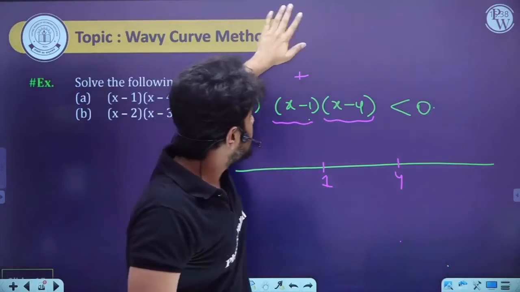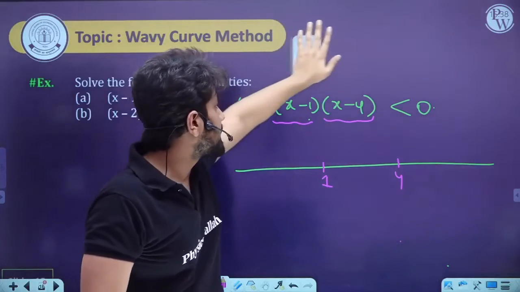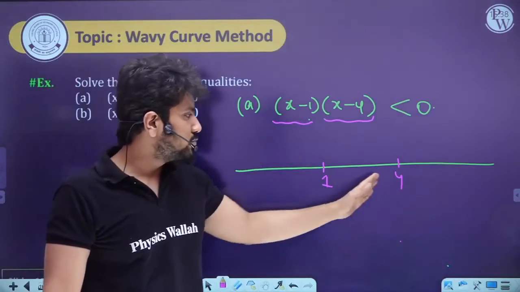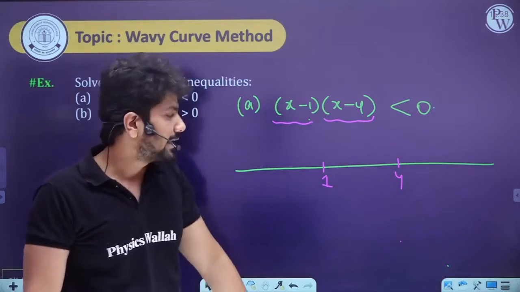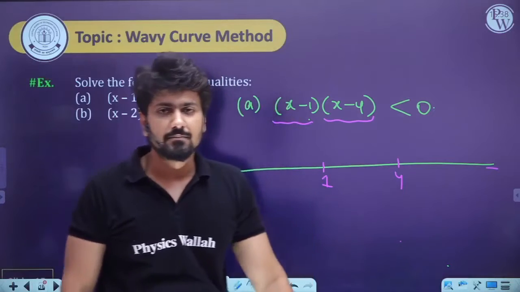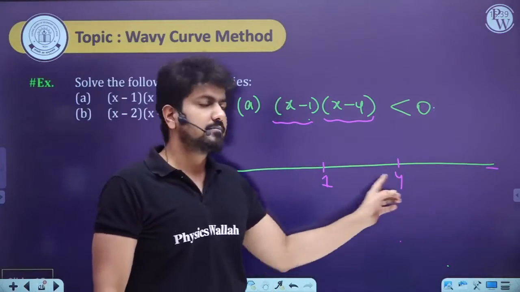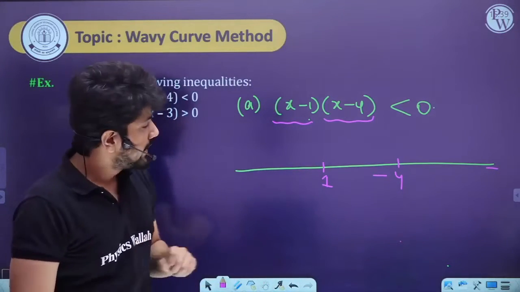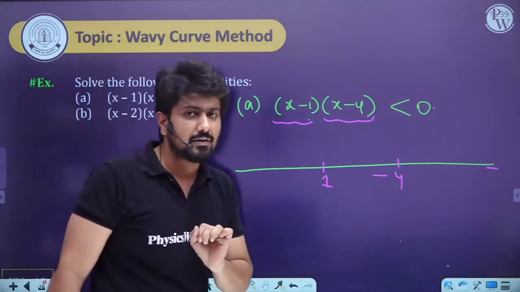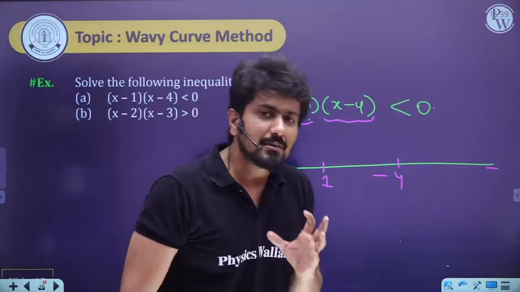Okay. So see, we have 3 different regions. These 2 points have divided the number line into 3 parts. One part is greater than 4. Another part is between 1 and 4. And the other part is less than 1. They have divided it into 3 parts. So now let's discuss each of the parts.